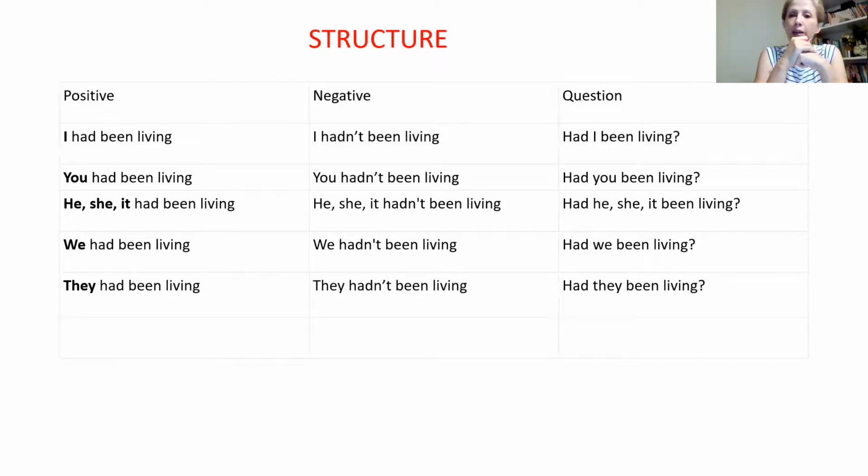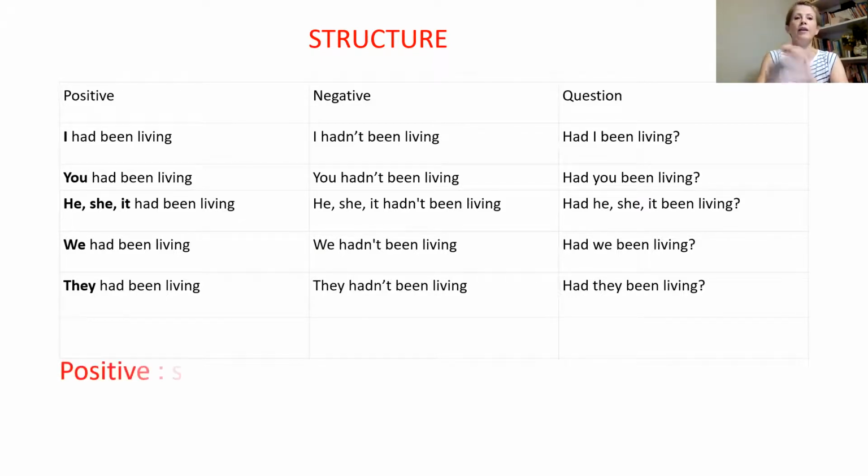He, she, it had been living. He, she, it hadn't been living. Had he, she, it been living? We had been living. We hadn't been living. Had we been living? They had been living. They hadn't been living. Had they been living?